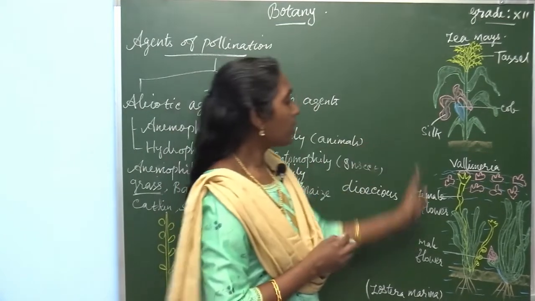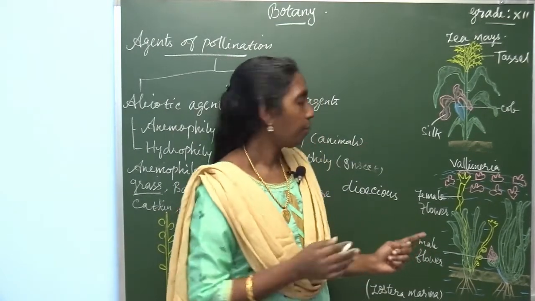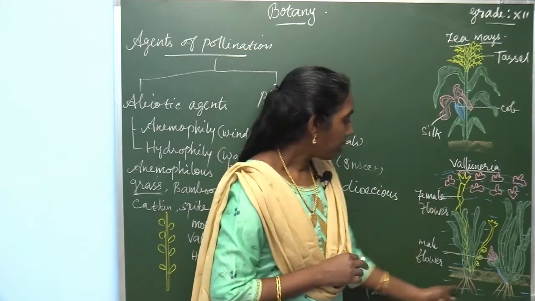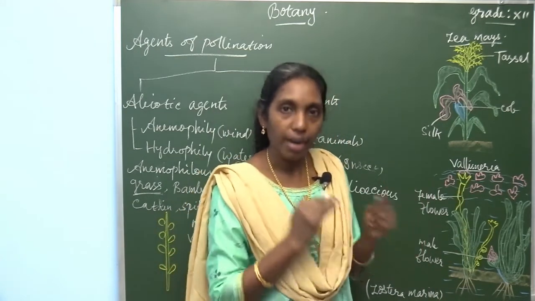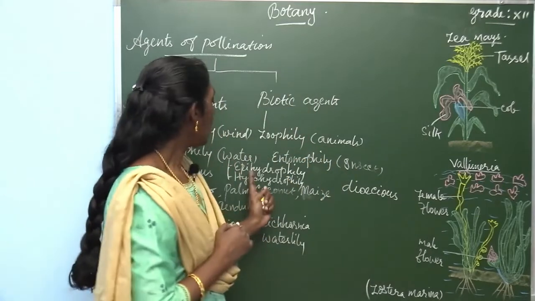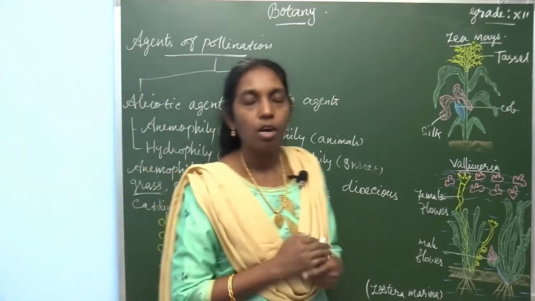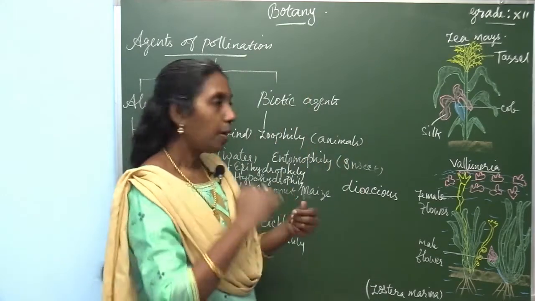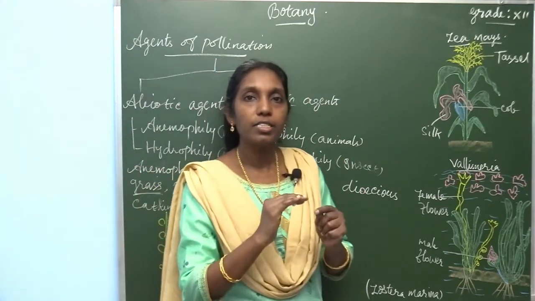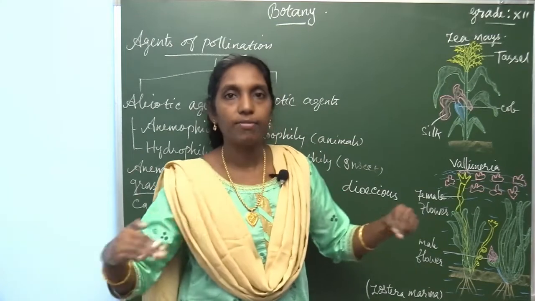This is monoecious, this is dioecious. Look at this diagram. This Vallisneria is the example of hydrophily. Hydrophily comes under epihydrophily. What's the difference between epi and hypohydrophily? In epihydrophily, the pollination takes place on the surface of water.